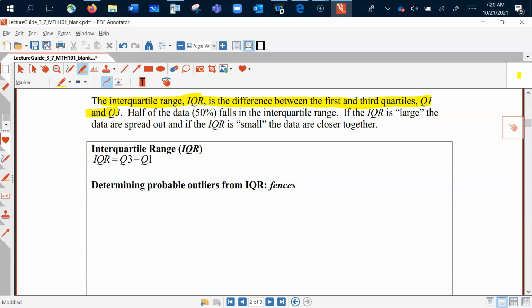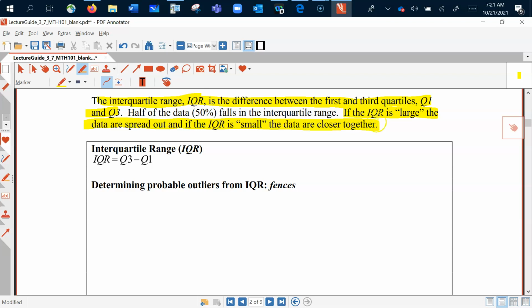Since Q3 is the 75th percentile and Q1 is the 25th percentile, 50% of the data will fall in that particular range. So the interquartile range gives us a spread of the literally middle 50% of the data. If the interquartile range is large, the data are spread out, and if it is small, they're close together. So the interquartile range is going to give us a measure of spread.